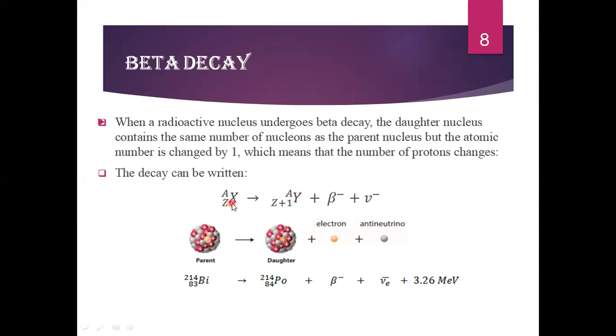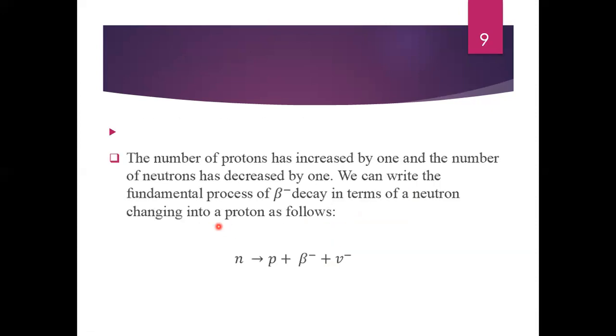When the X nucleus undergoes beta decay, it has increased atomic number by 1, and it releases beta particles and antineutrino. Because A does not change, but atomic number changes, we conclude that in beta decay either a neutron changes to a proton or a proton changes to a neutron. So the number of protons has increased by 1 and the number of neutrons has decreased by 1. We can write the fundamental process of beta decay in terms of a neutron changing into a proton.